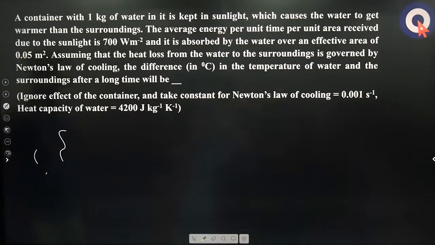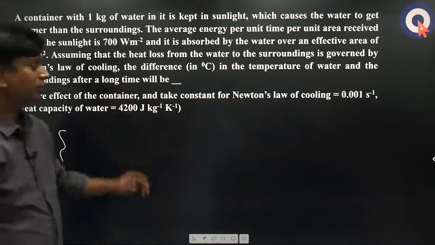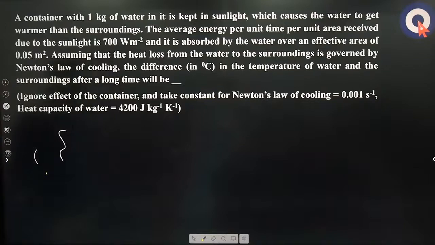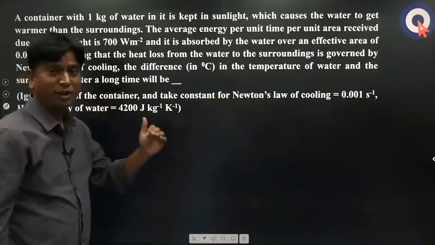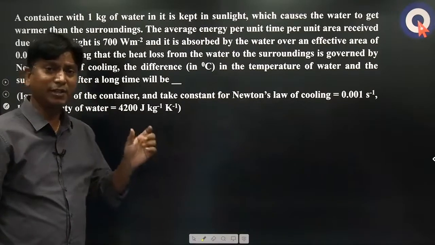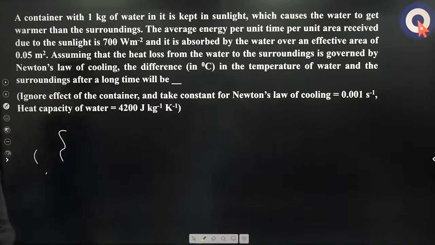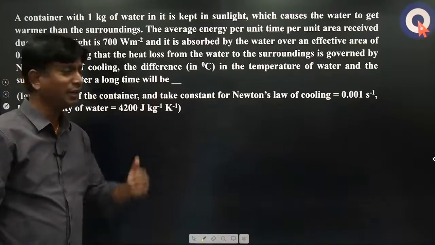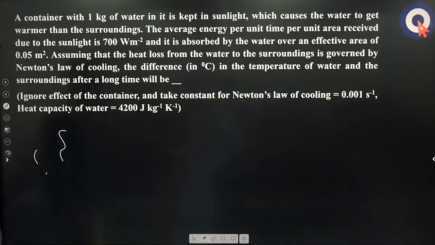Heat is simultaneously absorbed due to sunlight, and it is also lost to the surroundings, governed by Newton's law of cooling. After a long time there will be some difference in temperature. So what is the exact concept? Most of the time you use the fact that the temperature difference between the water and the surroundings becomes constant. The water does not come to the surroundings temperature. There is a temperature difference after a long time, because simultaneously it is absorbing heat from the sunlight and losing heat to the surroundings.